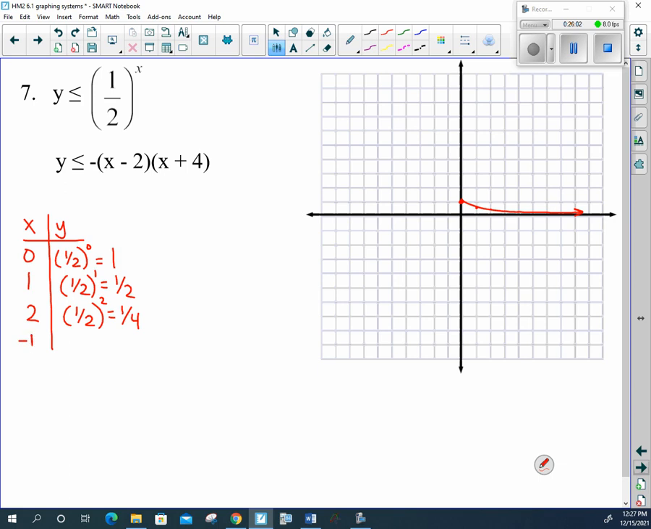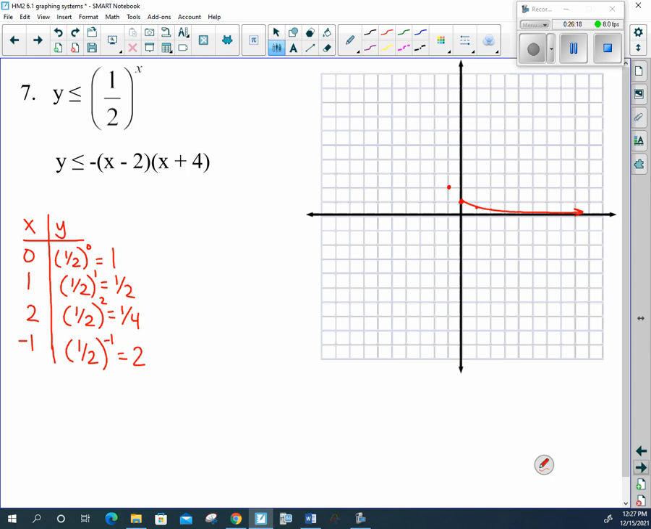If I pick -1, then I'm saying I'm doing 1/2 raised to the -1 power. Well, 1/2 raised to the -1 power would be 2. It's just the reciprocal of 1/2. So that would be 2. So at -1, I'll be here at 2.